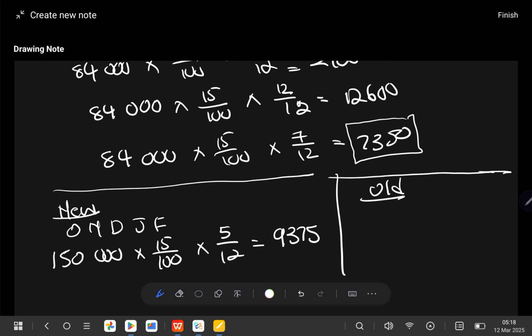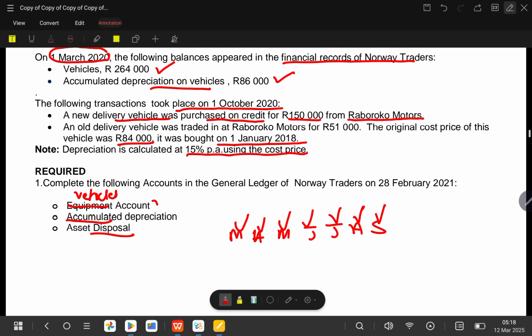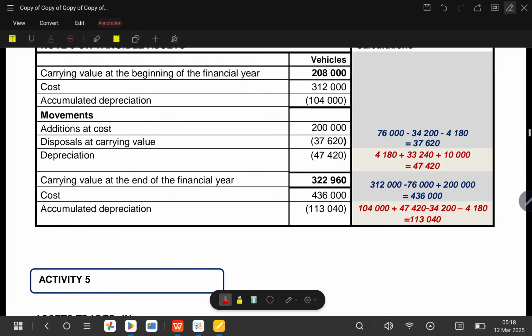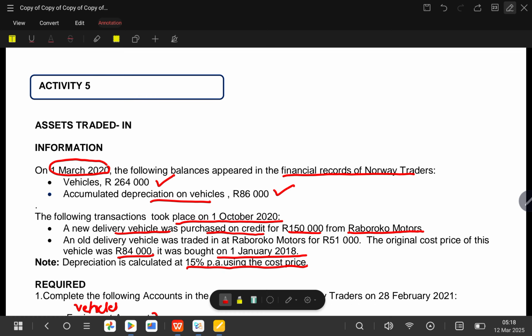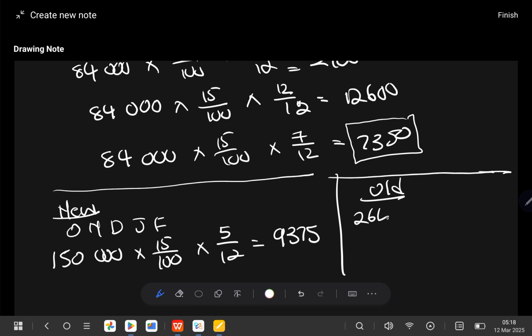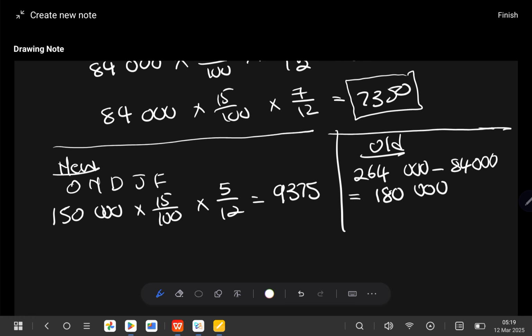Now let's look at the depreciation of the old ones. Remember, when we started the year, they told us that the old ones, the total accumulated depreciation amounted to 264,000, right? So in this 264,000, we need to subtract the 84,000 because it is still there. So 264,000 minus 84,000, it is going to give us 180,000. And then remember, these old ones, they were with us for the entire year.